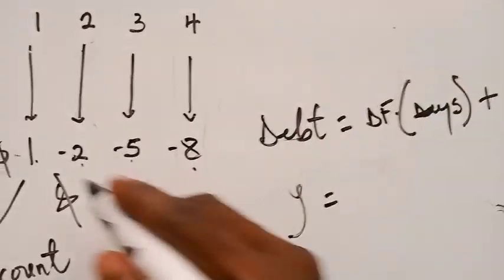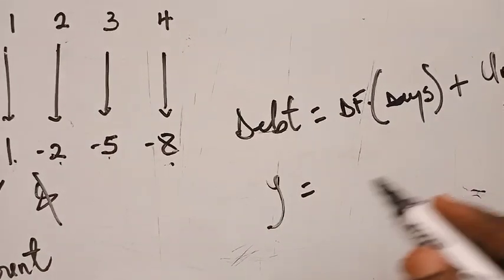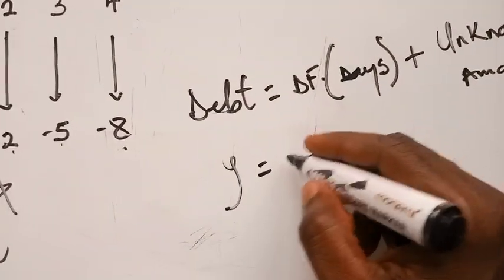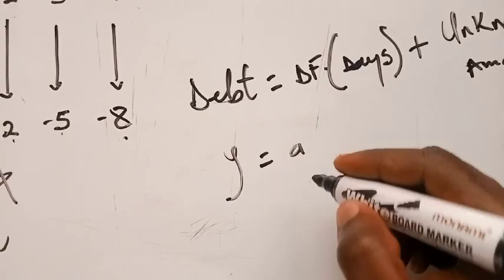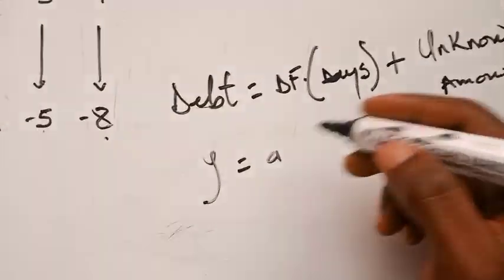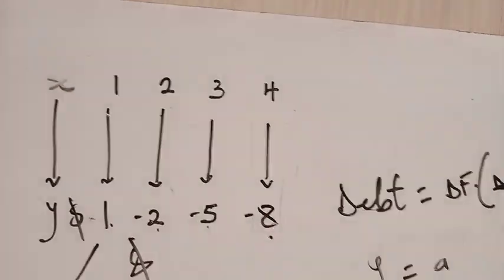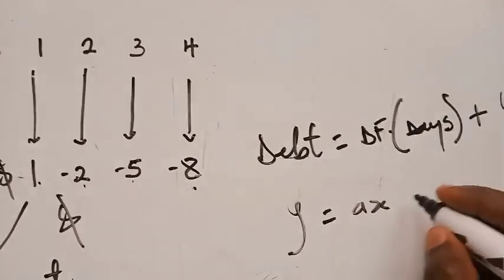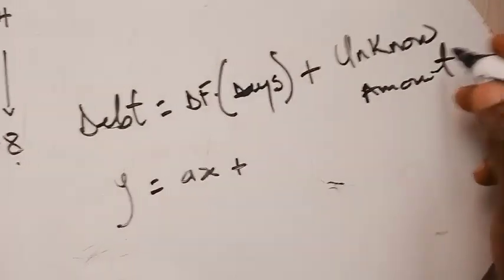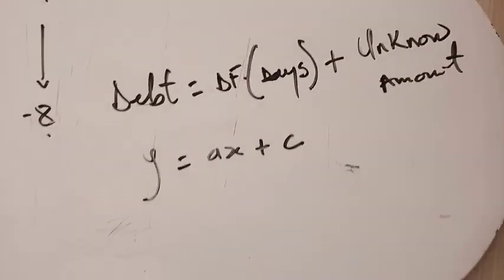So the difference, once I calculated this, I had a difference of what? 3, right? So let me use, let's say, A, just any letter of your own choice, right? So A here. And then these days here are what we are calling the X. So we have the X. And then plus this unknown amount here, that's what we are calling the C.